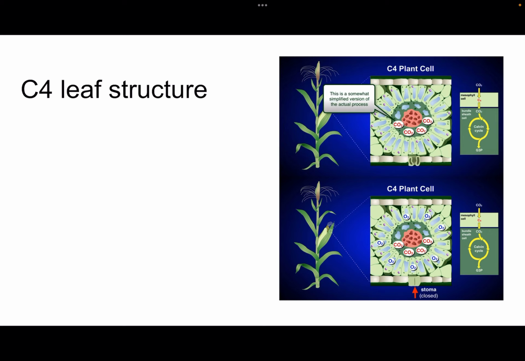C4 plant leaves. These leaves exhibit what's known as Kranz anatomy, where mesophyll cells surround the bundle sheath cells. This circular arrangement creates a microenvironment with elevated CO2 levels around Rubisco, effectively reducing photorespiration.